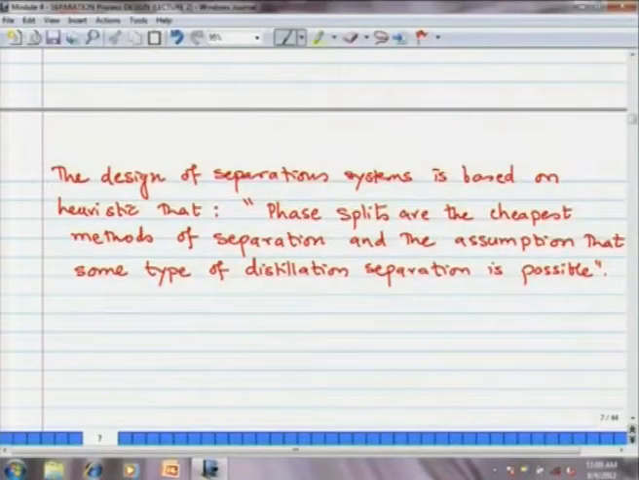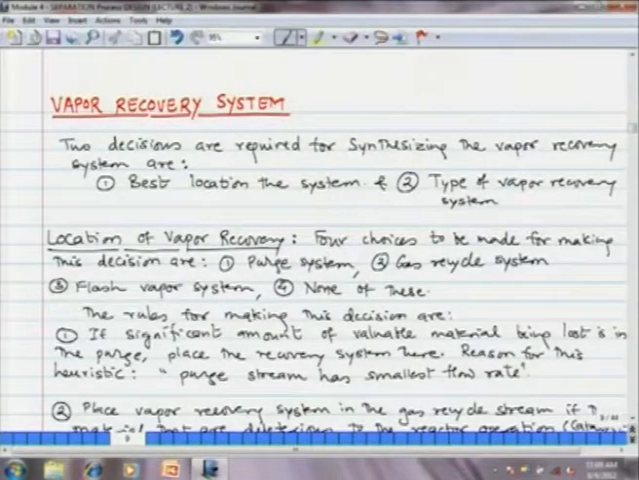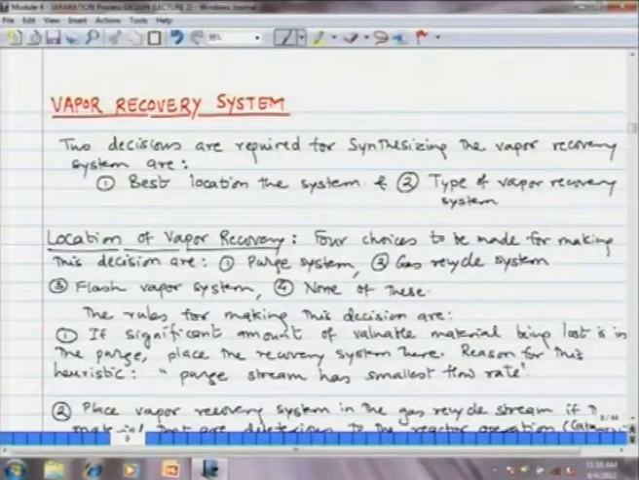This design of separation systems is based on the heuristic that phase splits are the cheapest method of separation and the assumption that some type of distillation separation is possible. So, all of these systems that we saw are based on these heuristics or thumb rules. Let us see what kind of vapor recovery system we can design and what are the aspects that govern this design. The two decisions that are required for synthesizing the vapor recovery system are: first, the best location of the system, and secondly, the type of vapor recovery system.